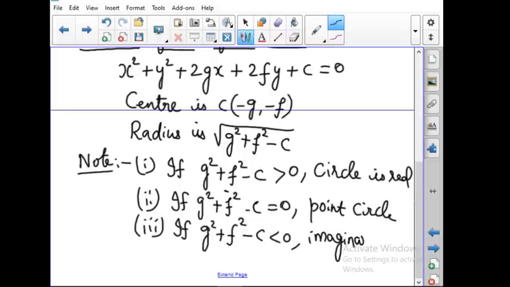Already you have studied about this in the discriminant. When the value is greater than 0, that is real, and if it is equal to 0, it is a point, and if it is less than 0, it is an imaginary circle. So by the given general form of the circle, we can find the center and radius, and if the square of the radius is greater than 0, the circle is real, less than 0, imaginary, and if it is equal to 0, it is a point circle. Okay. Now let us move on to another one.